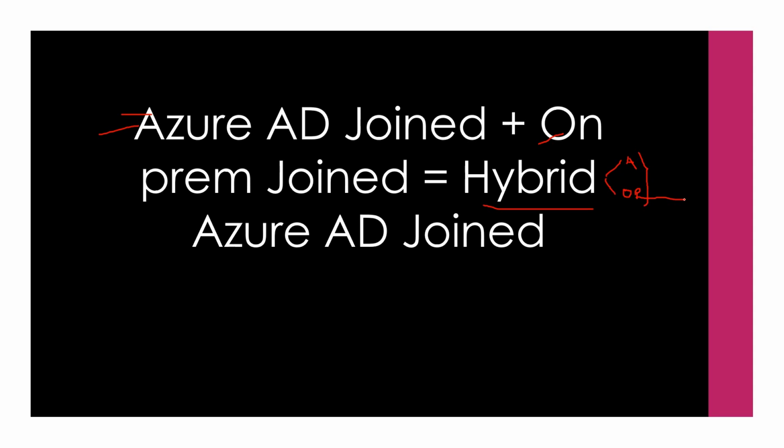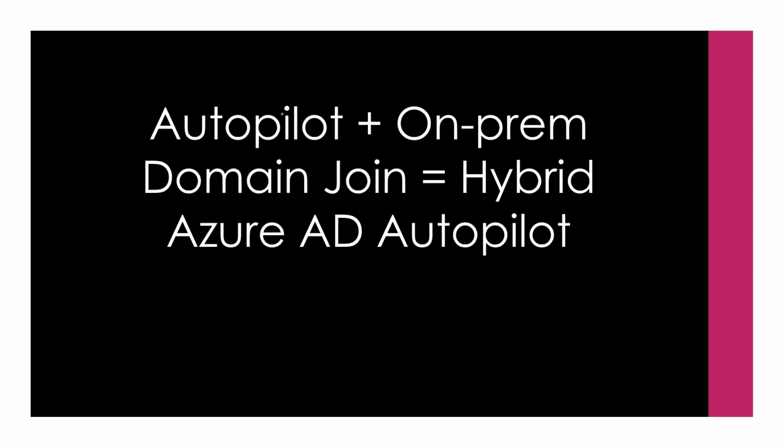Once you do that, all your computer objects are synced to Azure and your devices become hybrid Azure AD join. So long story short, when we are talking about hybrid Azure AD join Autopilot, we mean that the device is going to be Azure AD joined and on-prem joined, hence the word hybrid. That's the only difference between normal Autopilot and hybrid Azure AD join Autopilot. So normal Autopilot plus on-prem domain join is hybrid Azure AD join Autopilot.